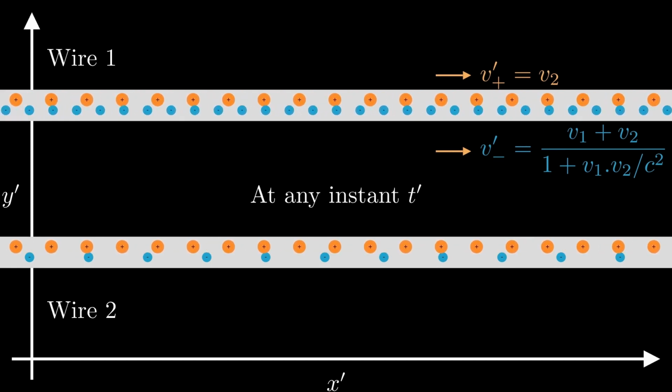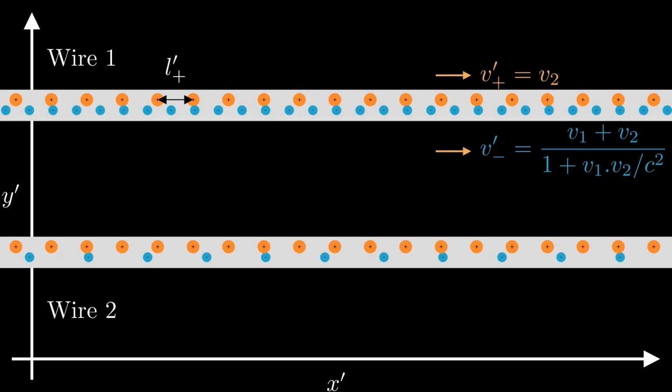Now that we know the velocities of the ions and the electrons in wire 1 in the x' y' frame, we can calculate their charge densities. We have seen that in the laboratory frame, which is the rest frame of the wires and also of the ions, the spacing between two neighboring ions is L.